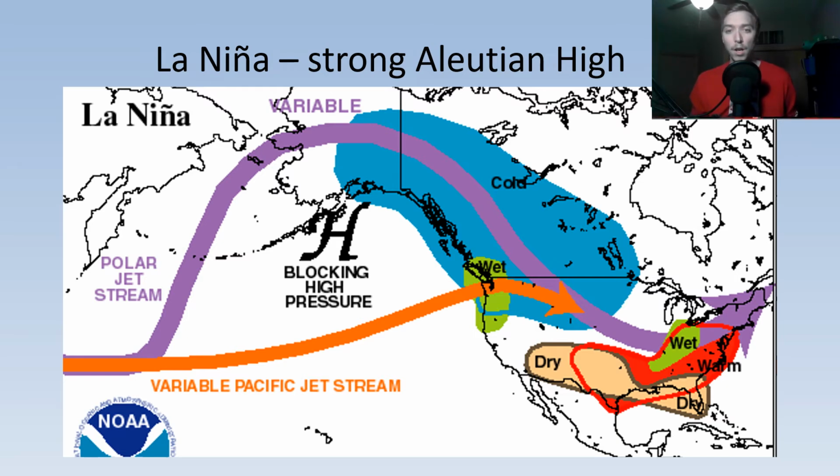We see drier conditions in the portions of the Southwest through Florida, warmer as well, and wetter south of the Great Lakes, so Indiana, Ohio, Kentucky, and Tennessee. Wetter conditions along the coast of South British Columbia, so Victoria, Vancouver, through Washington, Oregon, and Northern California.